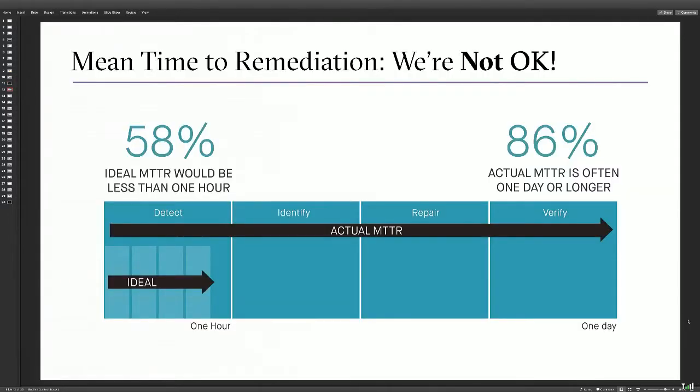So what we learned in our survey is that the current state of the world is that we're really not okay with MTTR. 86% said actual MTTR is often 1 day or longer. That is an eternity on the cloud. And 58% said the ideal MTTR would be less than 1 hour. And the good news is that's absolutely achievable right now.